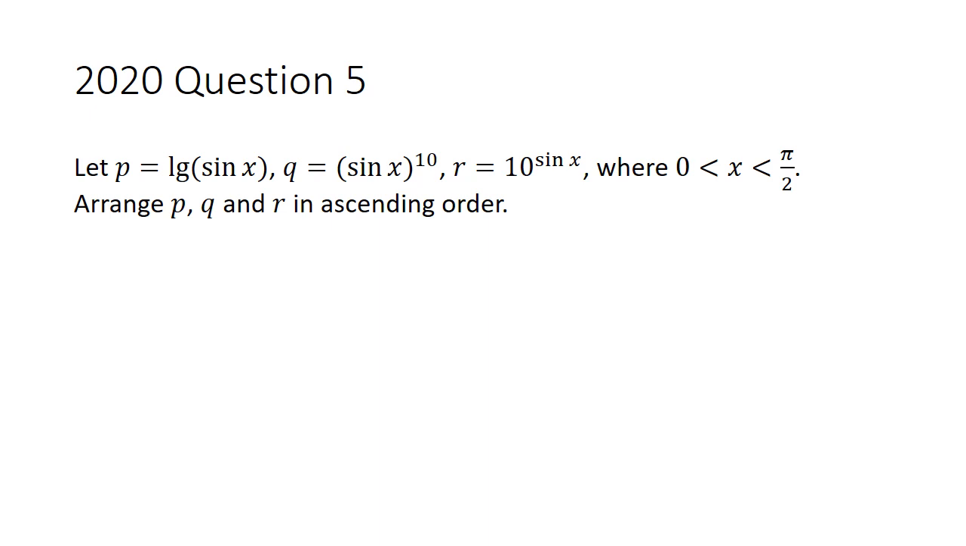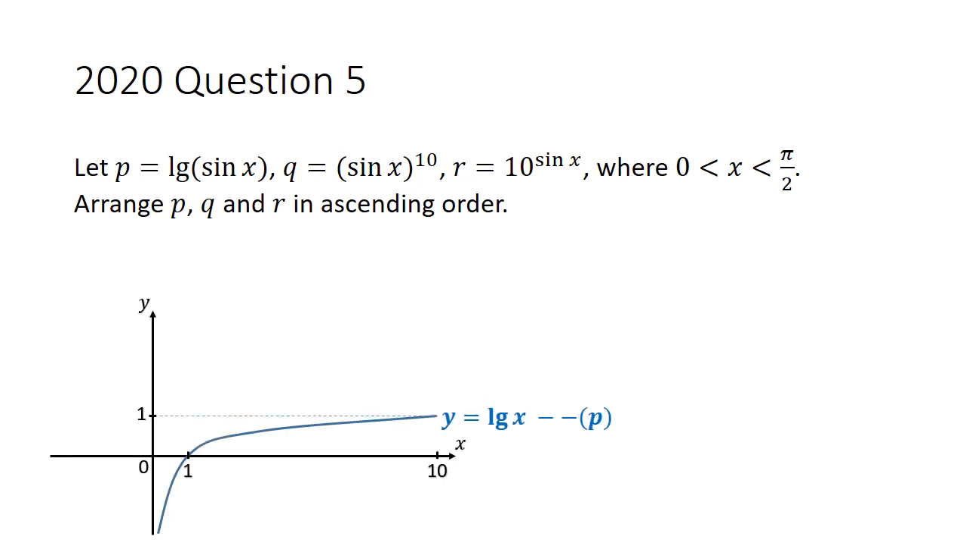So if I sketch the first graph P, y equals log x, it will give me this blue logarithmic graph that passes through the x-axis at the point 1. Next, for the graph for Q, this is a power law. So this is a power 10 function. So it will be this green graph here passing through the point (1, 1).